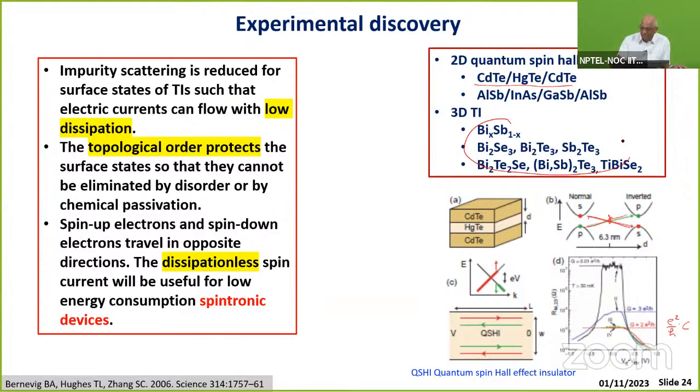And a lot of these bismuth-based compounds are called tetradymites. They are all room temperature topological insulators, again showing bulk insulating properties and surface metallic properties. So to answer your question, it's experimentally seen in many, many material systems.